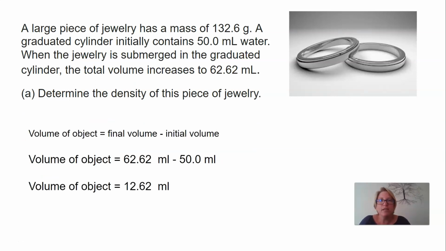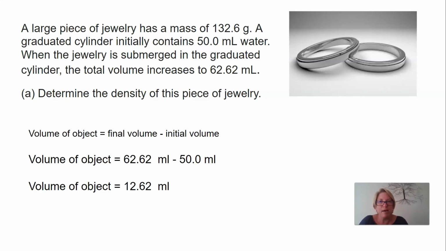So the first thing we need to do is calculate. We've been given the mass. It's 132.6 grams. So we need to calculate the volume. The volume of the object is going to be the final volume minus the initial. So that's 62.62 mils minus 50.0 mils. That means the volume of the object is 12.62 mils.